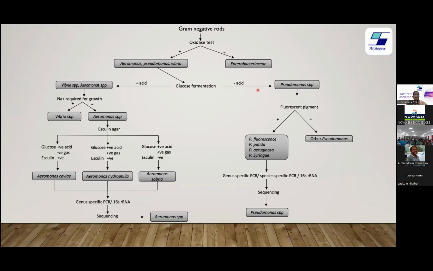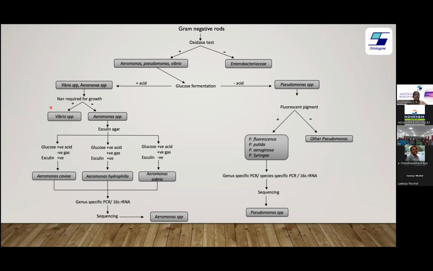The other bacteria, Vibrio and Aeromonas, produce acid, whereas Pseudomonas does not produce acid. So the moment acid production is confirmed in Vibrio and Aeromonas, we put them into a media which contains sodium. Vibrio are halophilic, which means the Vibrio species can grow in the presence of sodium. Hence, if it is growing in the presence of sodium, it's Vibrio. If it is not able to grow in the presence of salt, then it is Aeromonas.